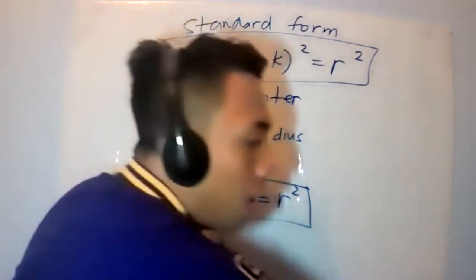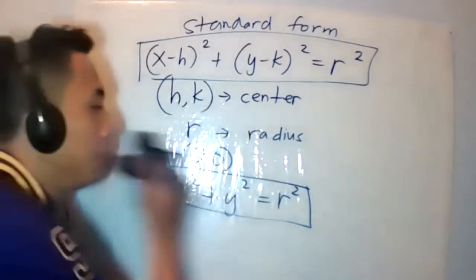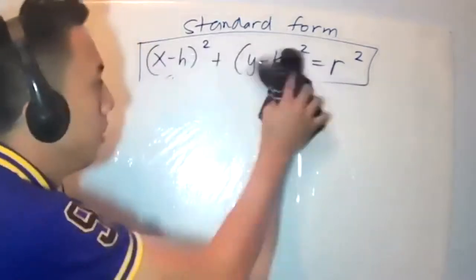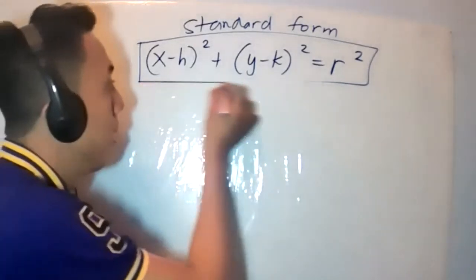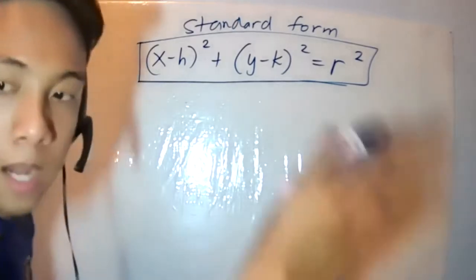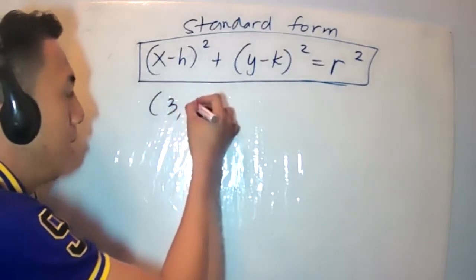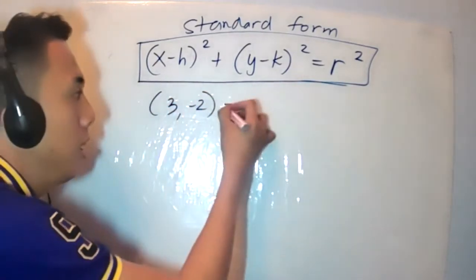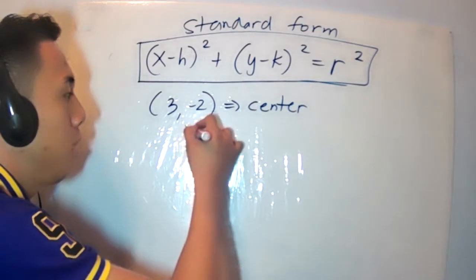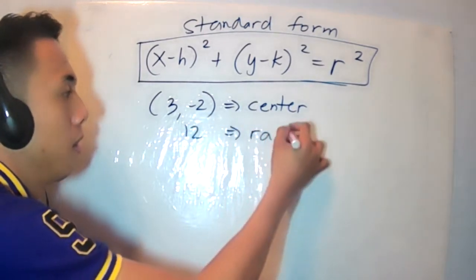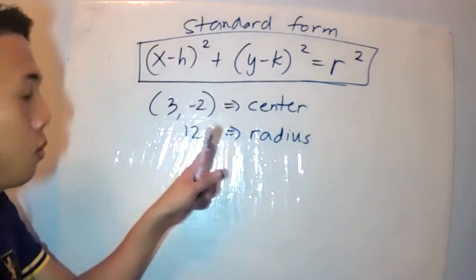Let's have an example. For example, we need to find the equation if we have a given center and radius. Let's review first before we proceed to the other one, because this is another formula. So that you can refresh. For example, we have 3 and negative 2 as the center, and we have the radius as 12. So how can we determine the standard equation using these two given?